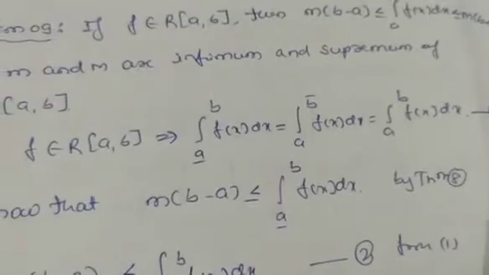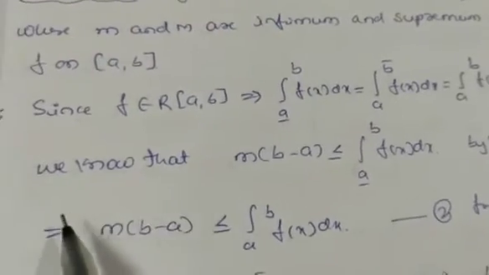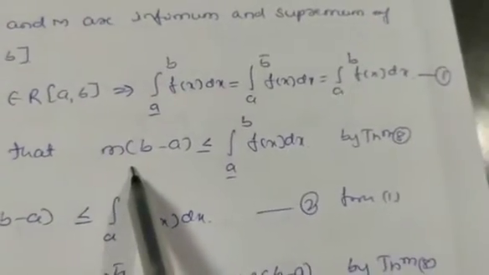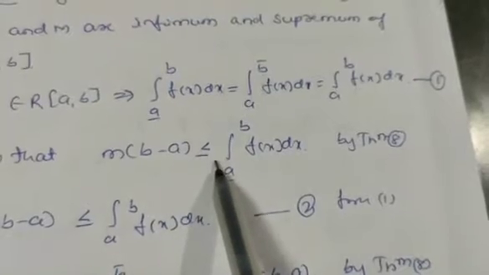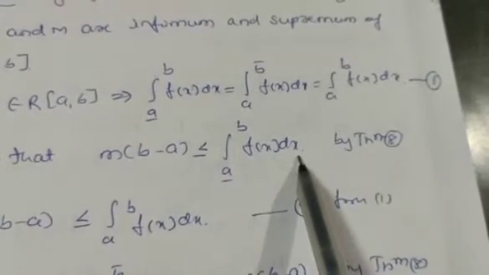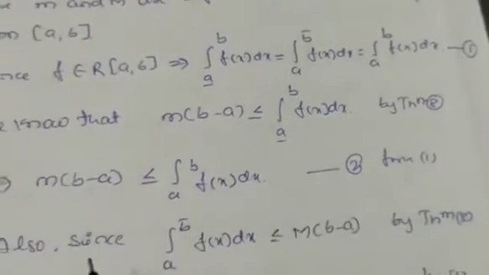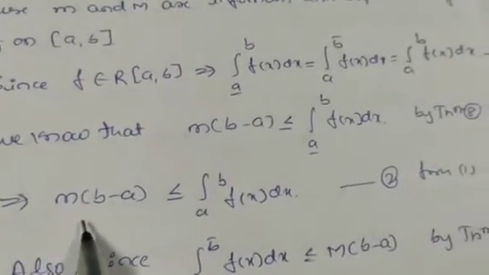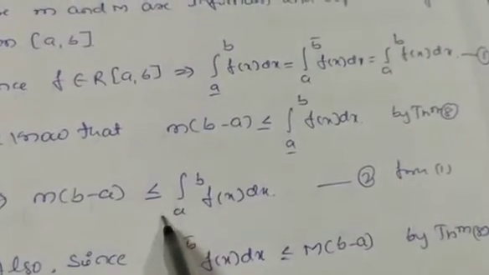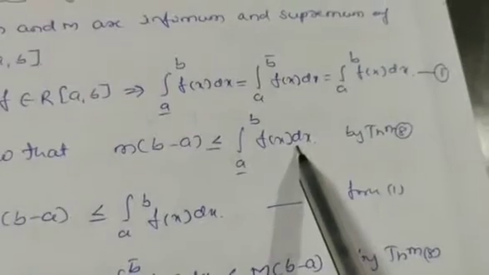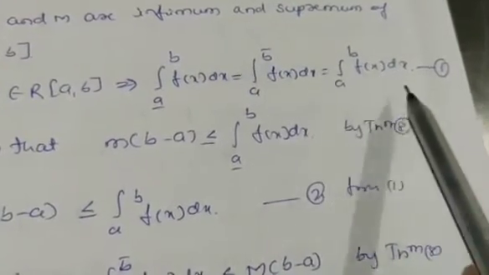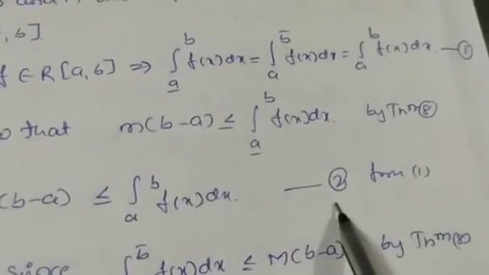Take this one as equation number 1. So now we know that m into (b minus a) is always less than or equal to the lower Riemann integral from a to b of f(x) dx, by the previous theorem. So this implies m into (b minus a) is less than or equal to this lower Riemann integral, which is the same as the integration from a to b of f(x) dx. Take this one as equation number 2.